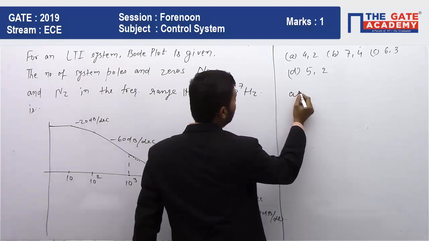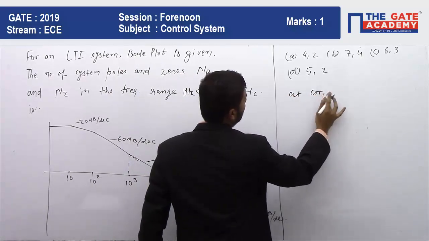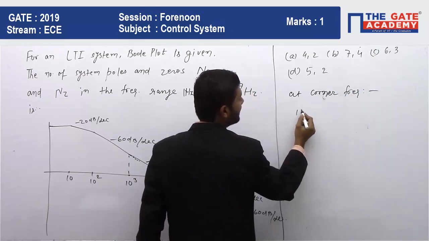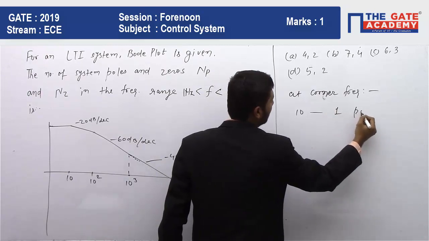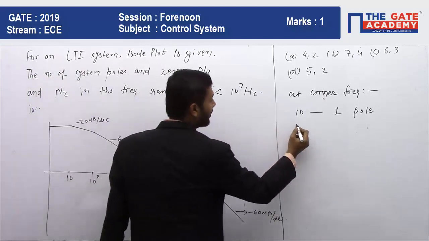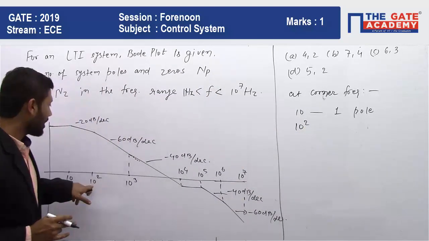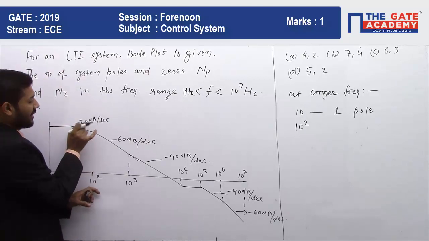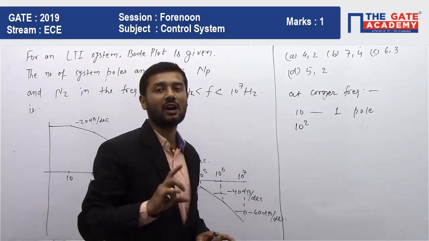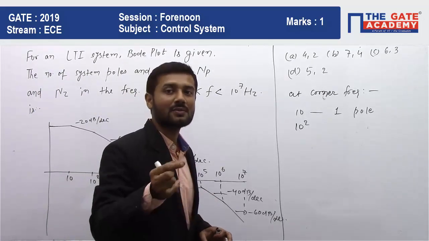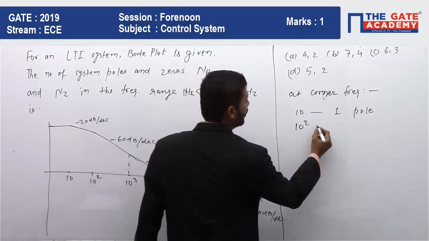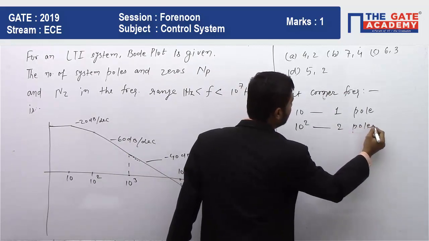Now at corner frequency 10, we will have one pole because this is minus slope. Now at corner frequency 10 to the power 2, what we are seeing is the slope is changing by minus 40 dB per decade. So there must be two poles, because the slope contribution of one pole is minus 20 dB per decade. For two poles, this is minus 40 dB per decade. So here we have two poles.